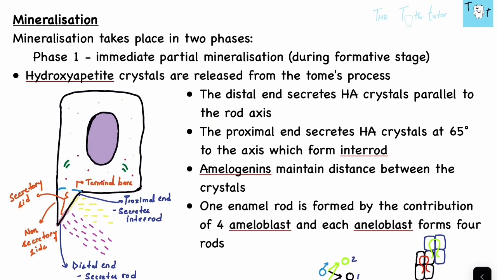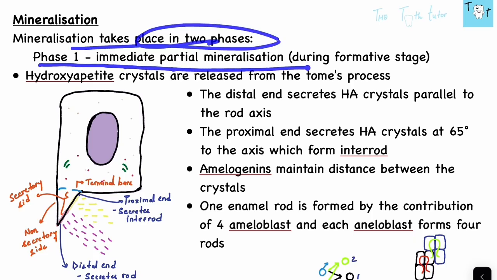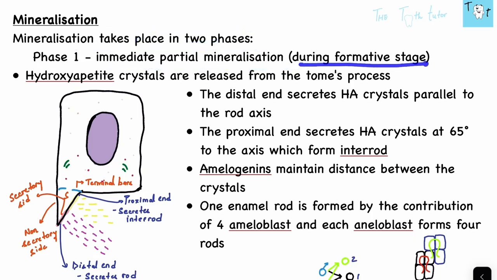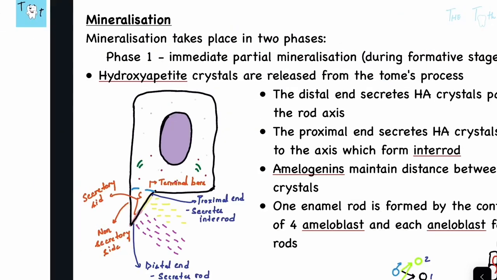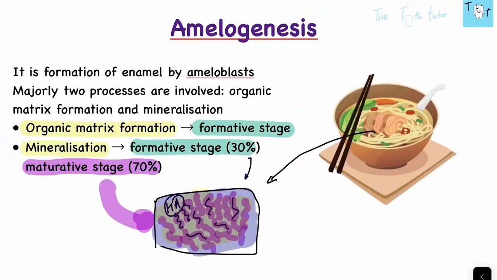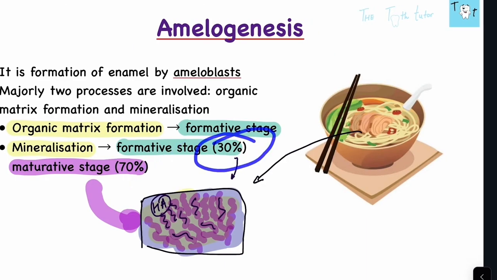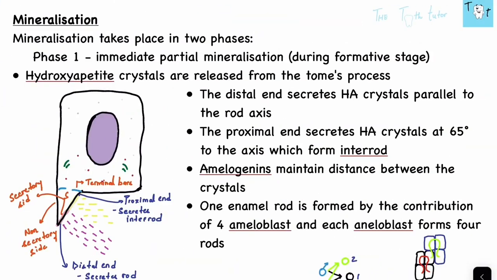Mineralization. So mineralization has two phases. The first phase is called the immediate partial mineralization. It takes place during the formative stage. Okay, so I explained that mineralization will take place in two stages. First is the formative and second is the maturative. So 30% of mineralization will be taking place in this stage.